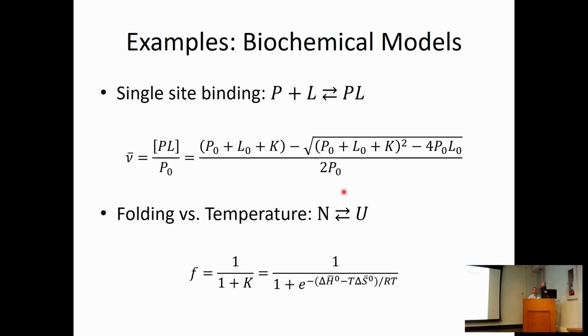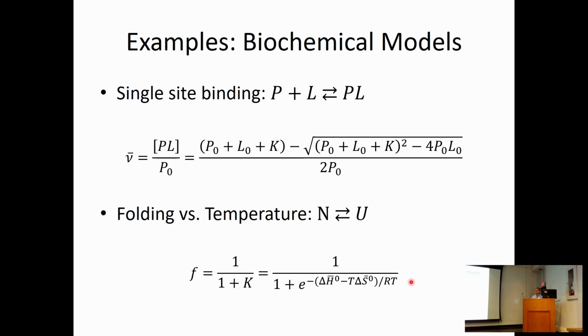I can derive this equation that tells me the observable, which in this case is the concentration of the bound protein, using the initial concentration of the protein and the ligand, and then my parameter here is the equilibrium constant. And we'll see examples of this a little bit later today.